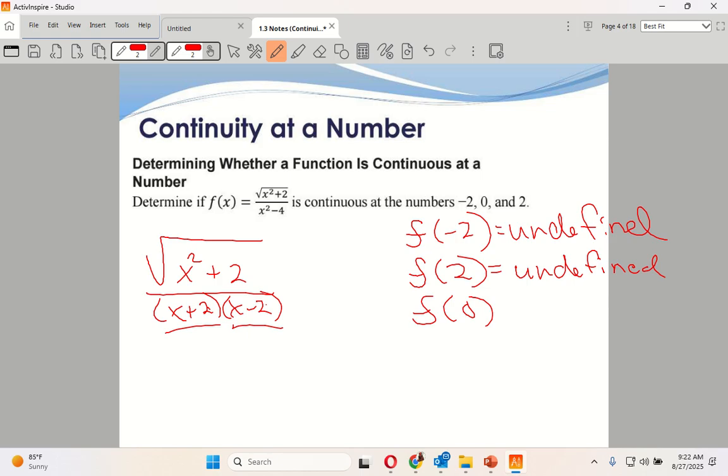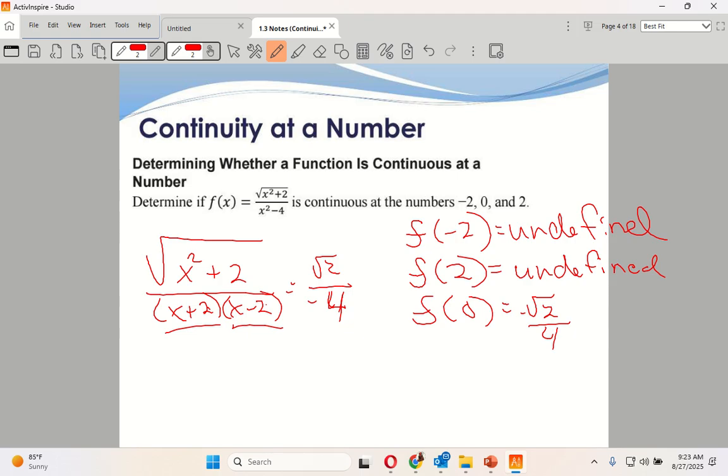F of 0. Plug in 0, what do I get? 0 is going to give me rad 2 over -4. That's a -4. Is that a number? Yes, it is. So does that one exist? So is there an f of c that exists there? There is an f of c that exists there.